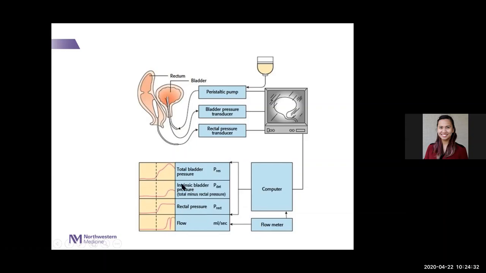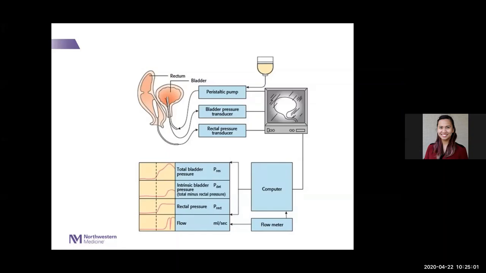So if you want to really know what's going on with the detrusor, PDET means detrusor, and the way I think about PDET is the muscle, what's the bladder actually doing in all of this. If you measure the pressure here and the patient has a cough, both of these pressures are going to go up. So you subtract out the rectal pressure to give you what's really going on with the bladder. So is the bladder contracting or not? Is that pressure change real or not?